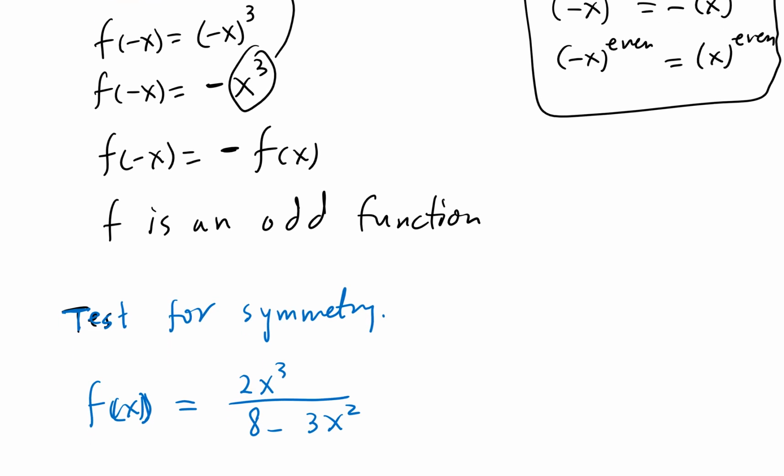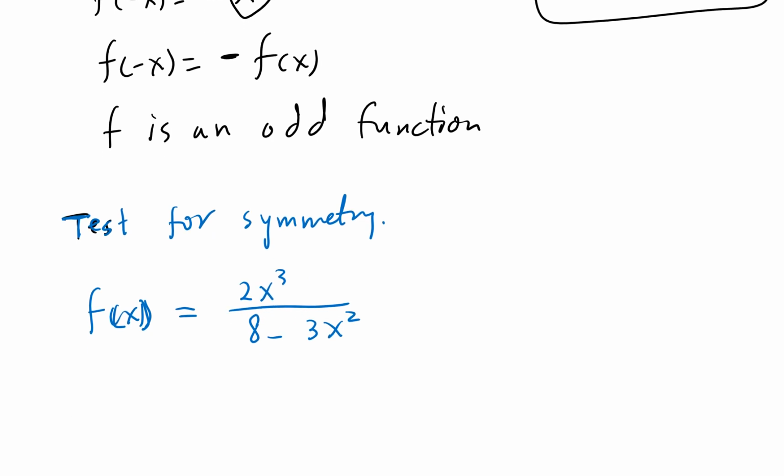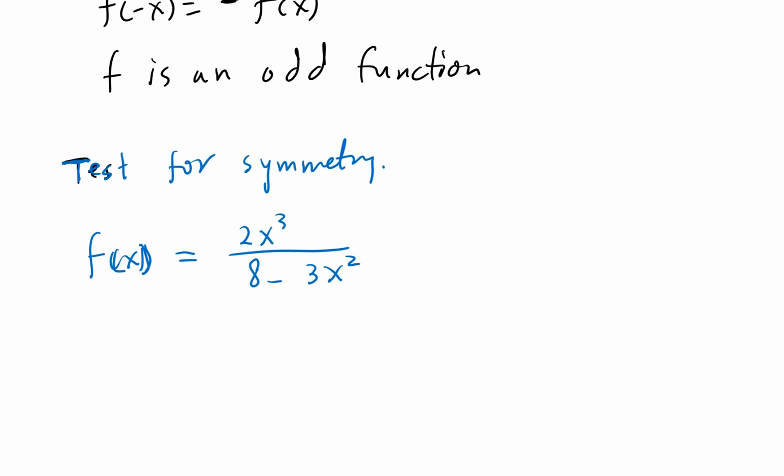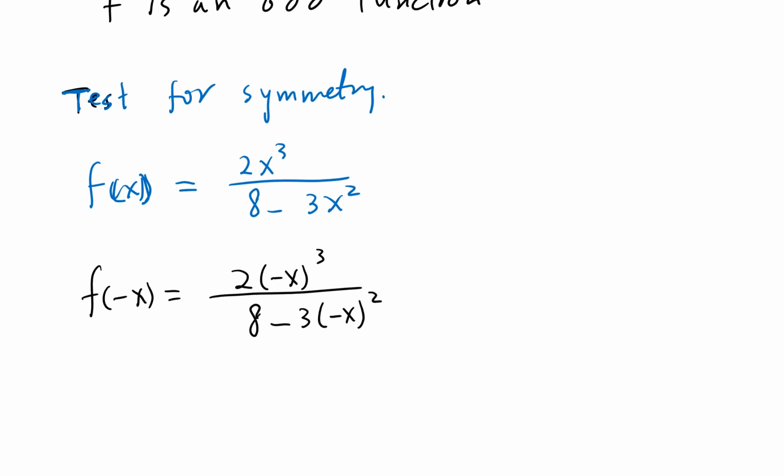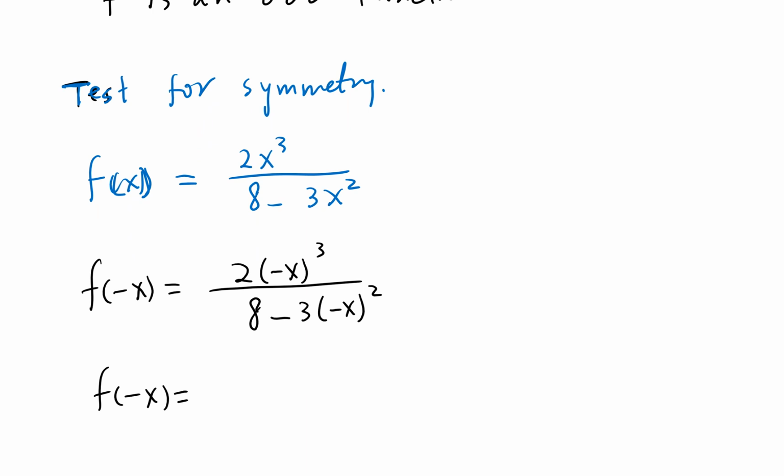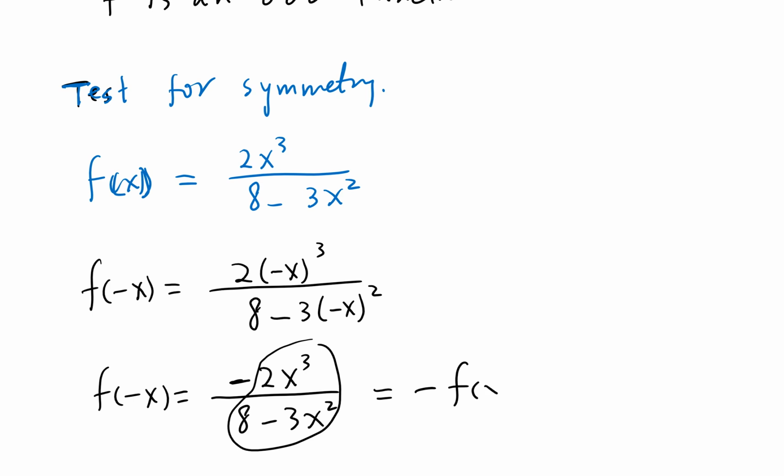Let's look at more examples now. Test for symmetry: is it even or odd, and is it symmetric about the y-axis or the origin? That's one example. Again, we always start with finding f of negative x, replacing every x with negative x. What does that give us? That's an odd one, so it's negative 2x cubed, 8 minus 3, negative x squared. This function is f of x, so it's negative f of x. This tells us it's odd and symmetric about the origin.